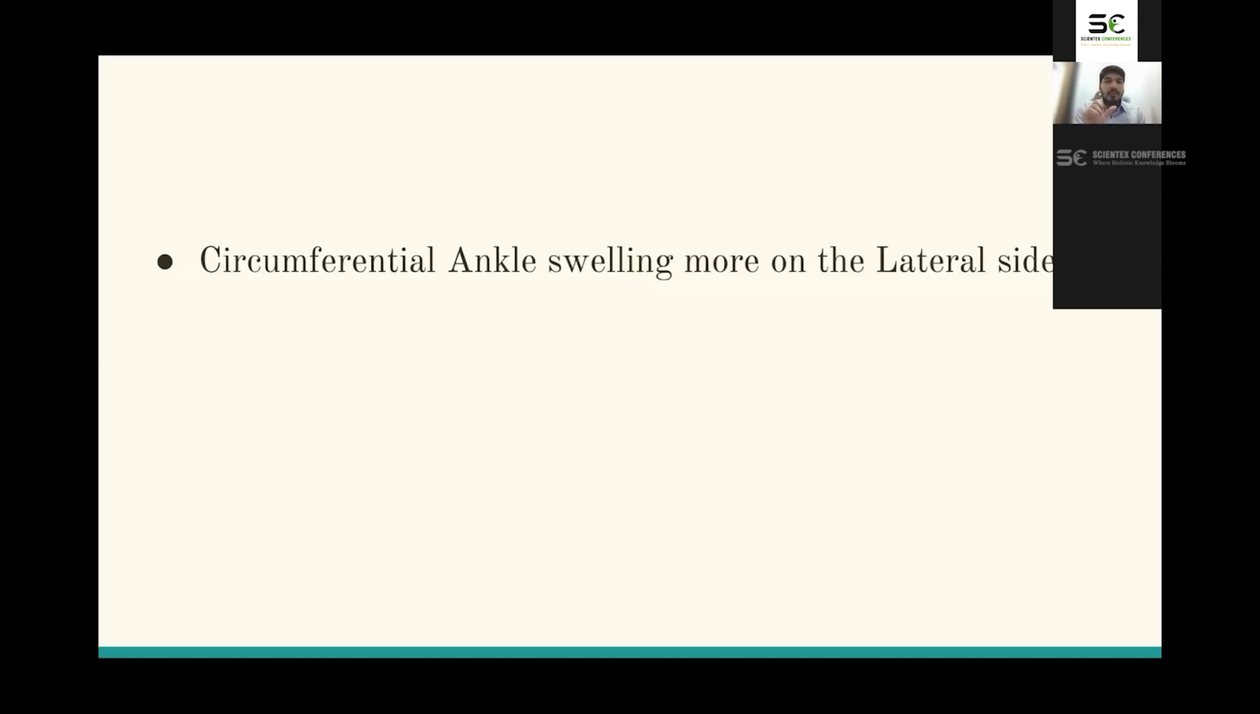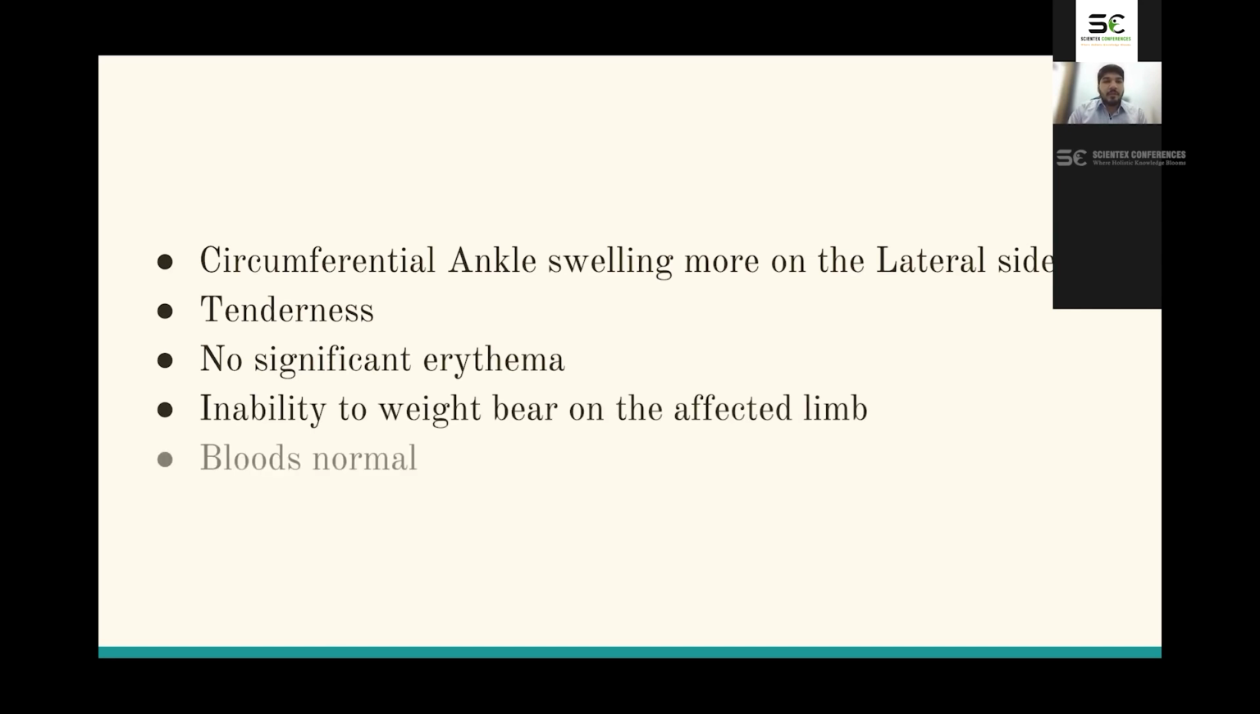Examination and investigations. The patient had circumferential ankle swelling, more on the lateral side. However, there were no skin changes. It was tender to touch, but no significant erythema, no discharge, no sinuses, nothing else, just the swelling and some tenderness. On mobilizing, the patient was unable to weight bear and was limping on that leg. Bloods were normal again. She was eating and drinking fine, no fever, otherwise okay.